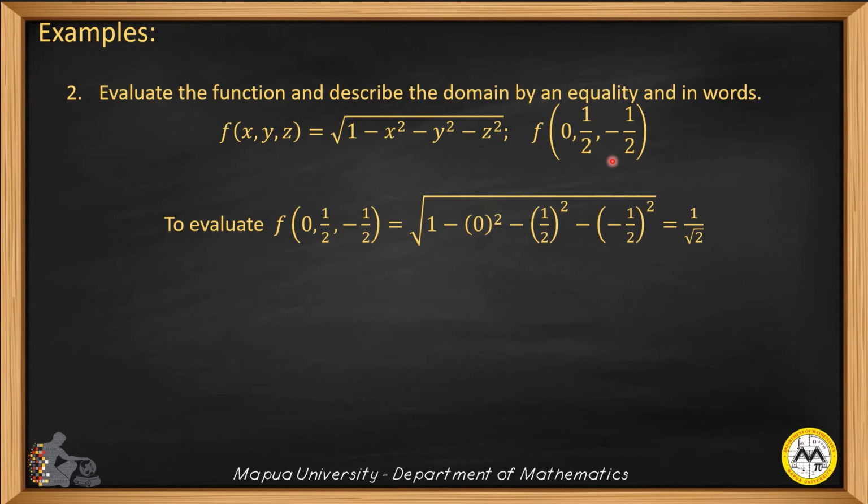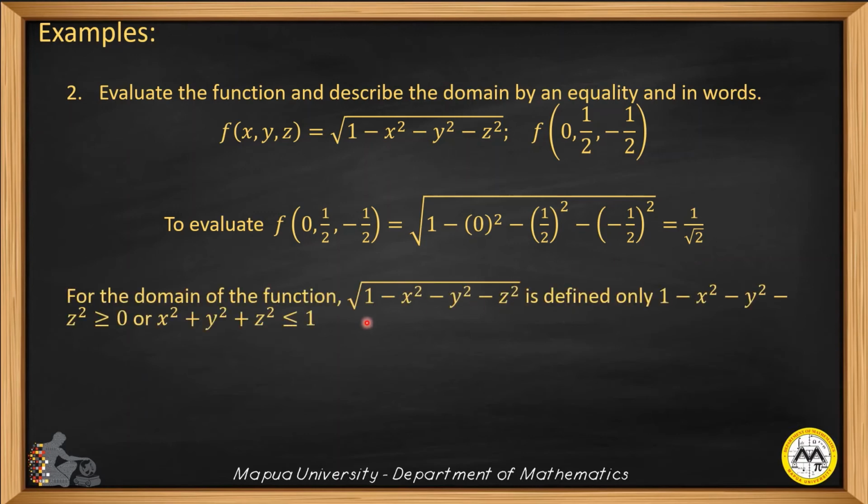Again, for our solution, we first evaluate what the function value of f is at x equal to 0, y equal to 1/2, and z equal to negative 1/2, substituting these values in there to give us the square root of 1 minus the square of 0 minus the square of 1/2 minus the square of negative 1/2. And when you evaluate this expression here, that will just be equal to 1 divided by the square root of 2. Or you may want to express this as square root of 2 over 2.